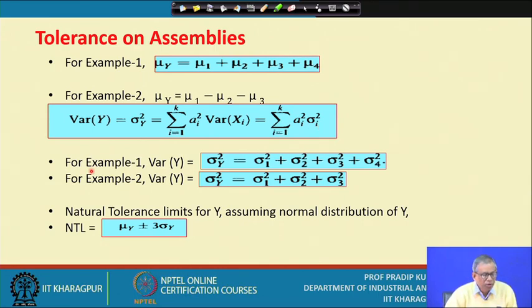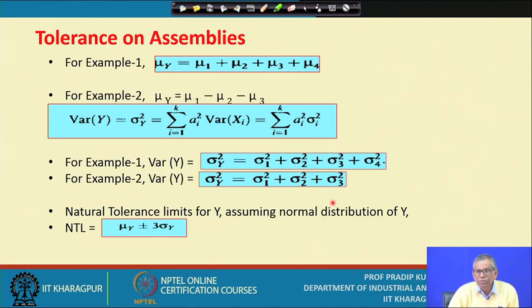Is it okay? So for both the cases, for example 1, what is the variance of y? That is σy². Obviously you add the individual variances, that is σ1² plus σ2² plus σ3² plus σ4². Is it okay? And similarly for example 2, the variance is given by σ1² plus σ2² plus σ3², because it is a square term. Is it okay? So the weightage is −1, but (−1)² is 1. That's why it is plus σ2² and plus σ3². Is it okay? I think the logic is very clear to you.